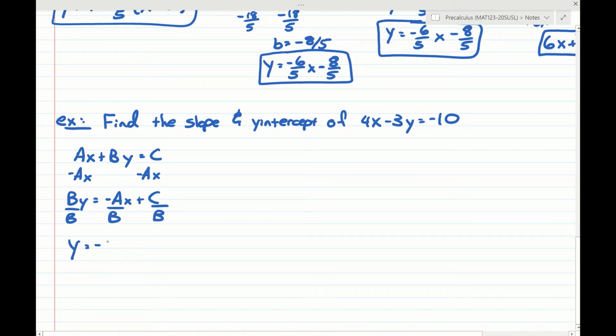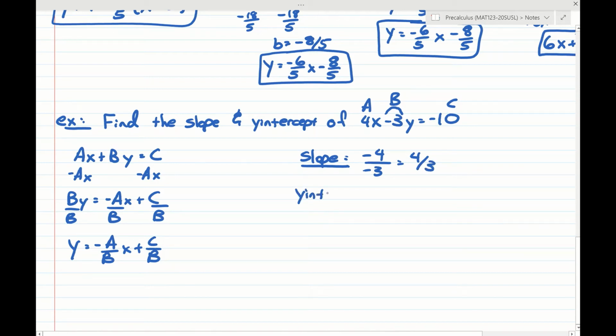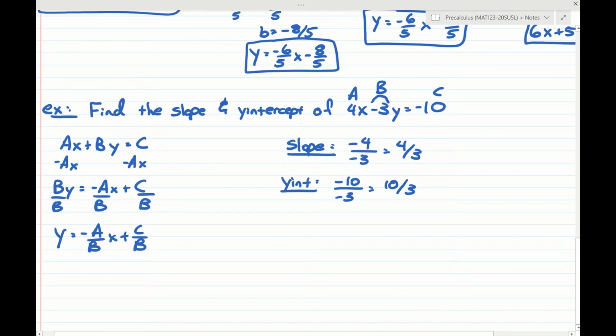We'd get that y is equal to negative a over b x plus c over b. So if you could remember that, I mean, just looking at this, we know what our a is, this is our b, and this is our c. So I could tell you that right off the bat, our slope would be the opposite of a over b, negative 4 over negative 3, which is 4/3. And our y-intercept would be c over b. So that's pretty easy. But if you'd rather not memorize things, that's okay.